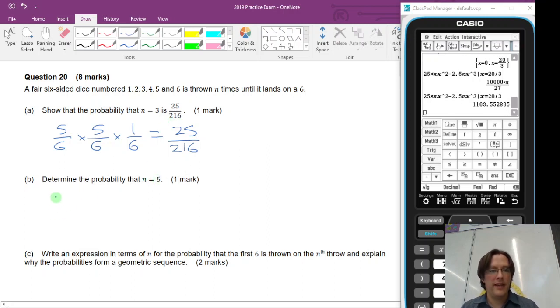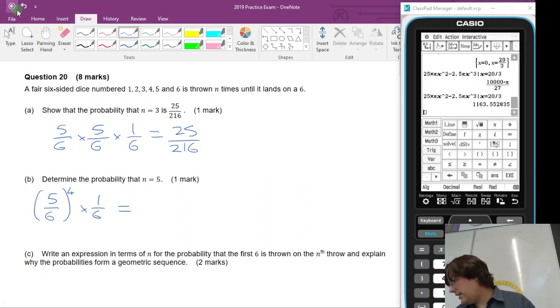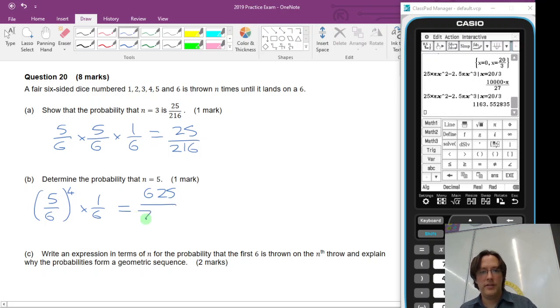What's the probability that n equals 5? That's 5 on 6. Now we've got to roll the wrong thing 4 times, and then the right thing. And that ends up being, I'm just going to cheat, that's going to be 625 over 7776, or 0.0804.